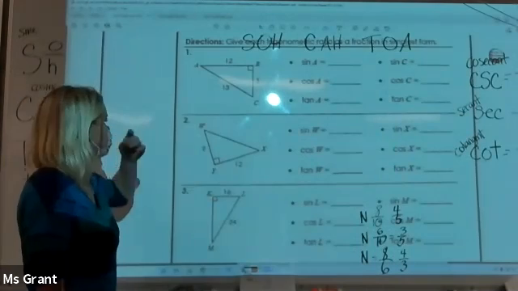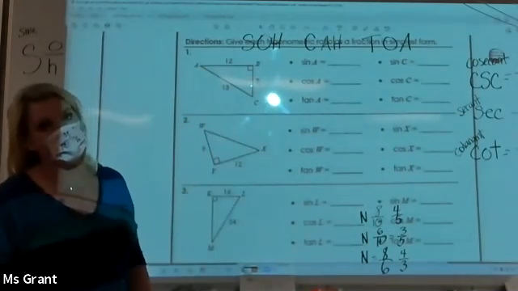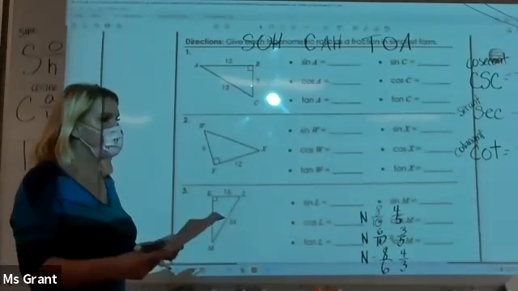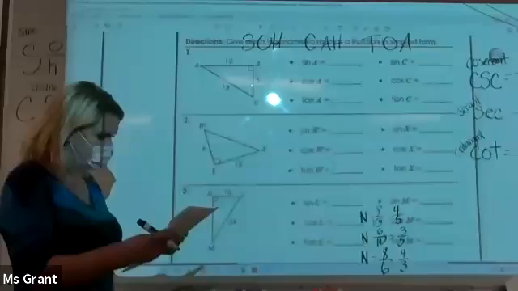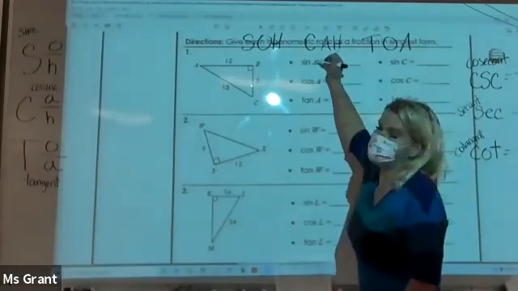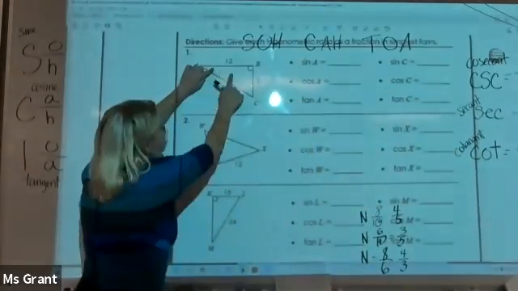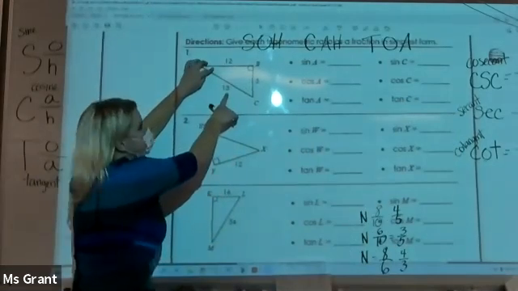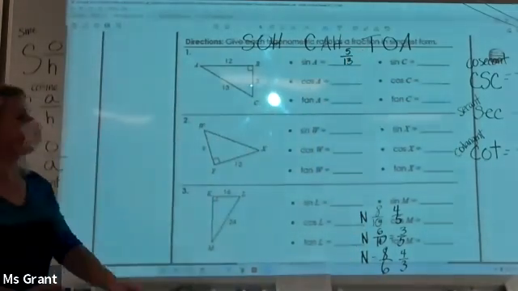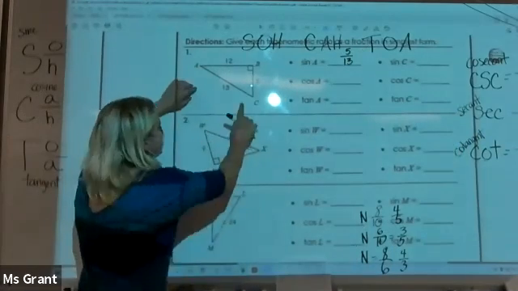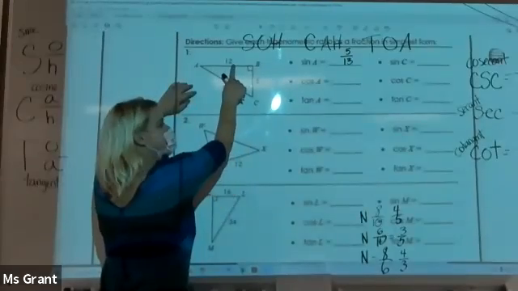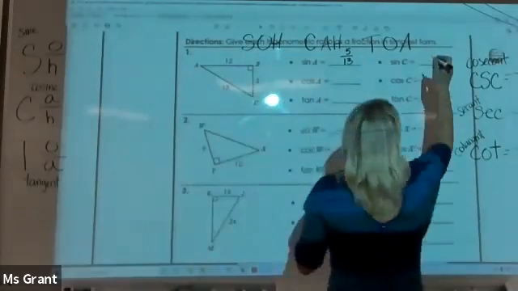Here we go. 5, 12, 13. That's a Pythagorean triple because the numbers work out perfectly. So we're going to do the sine of the two angles A and C. Sine of A. Opposite is 5. Hypotenuse is 13. Sine of C. Opposite is 12. Hypotenuse is 13. So angle C, opposite it is 12. 12 over 13.